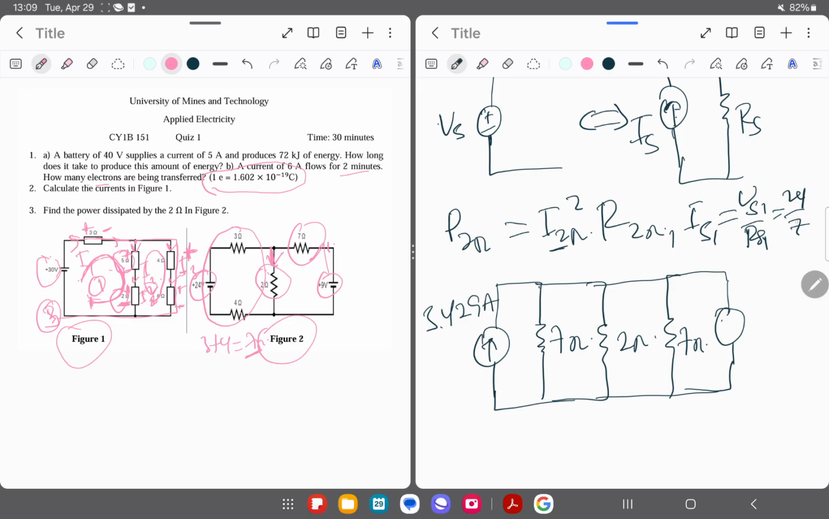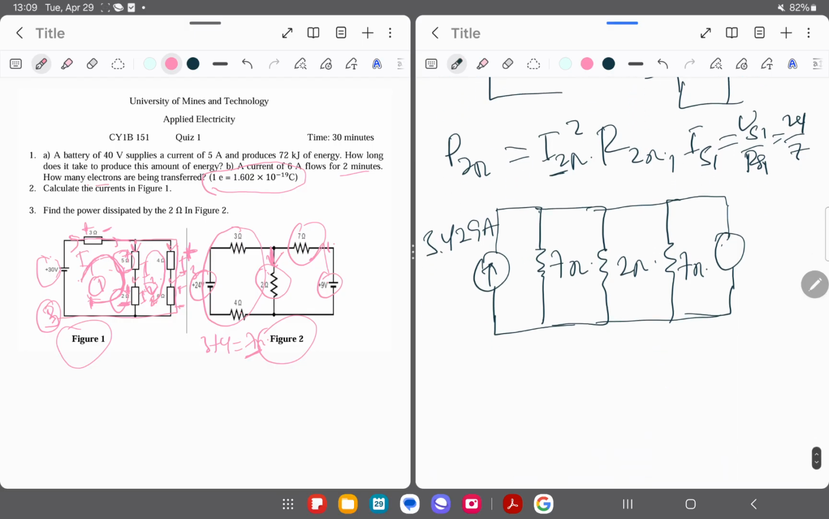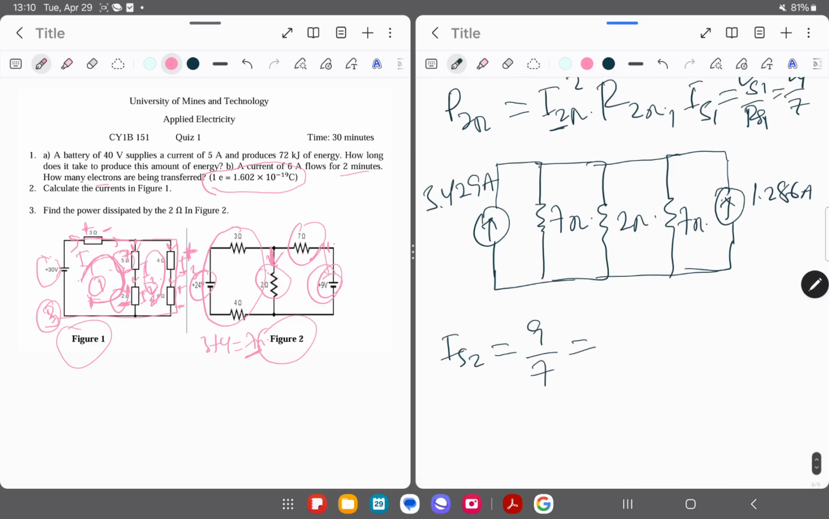Now again, by this time we have 9 ohms. The voltage here is 9 volts rather. So that means IS2 is going to be equal to 9 divided by 7. So 9 divided by 7 will give me 1.286 amps. So we've gotten this.